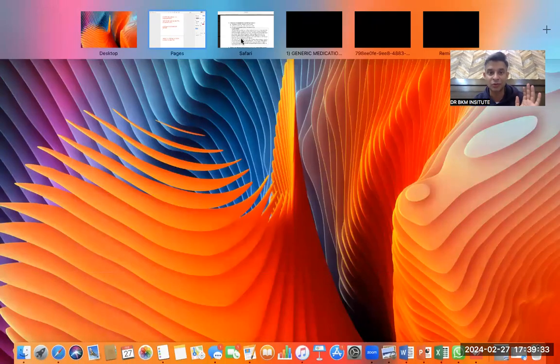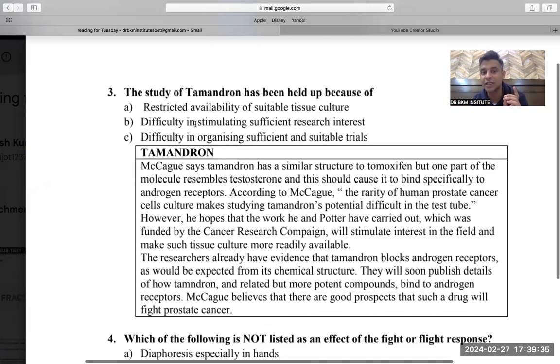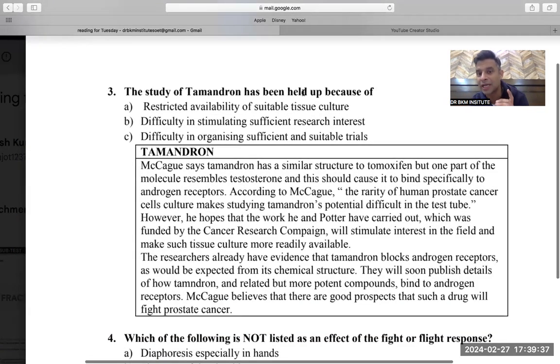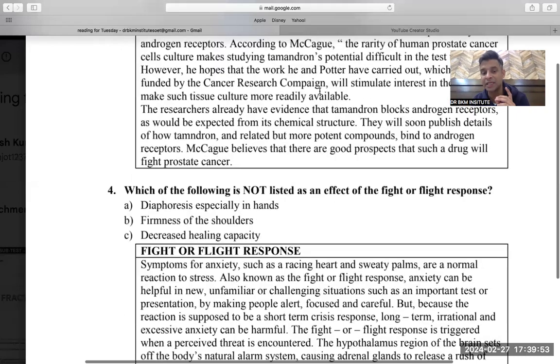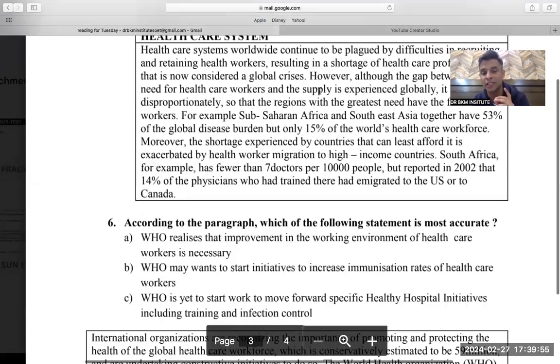So why did I come to this point? Because I was teaching the study has been held up. That means has been plus third form. That means it has already been stopped. Why has the study been stopped? That is the question. So when you start understanding the tenses, you will find things becoming easy. This is the question we solved just with grammar.